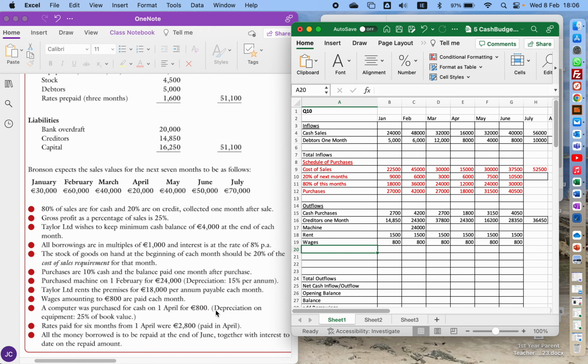Computer bought. And this depreciation on computer and the machine, well, that's going to be something that we'll deal with in our budget trade and profit and loss account. It doesn't affect us here. We're just going to spend money on a computer here, and that happens in April. Just check, yeah, 1st of April. Rates for 6 months were paid in April, so I've got 2.8, and that's for rates.